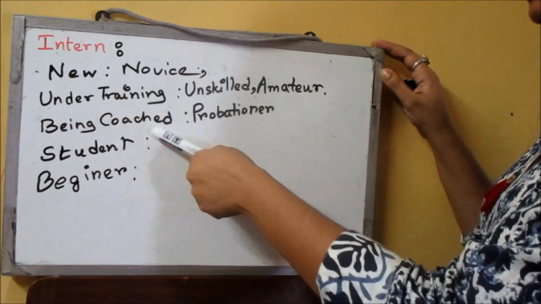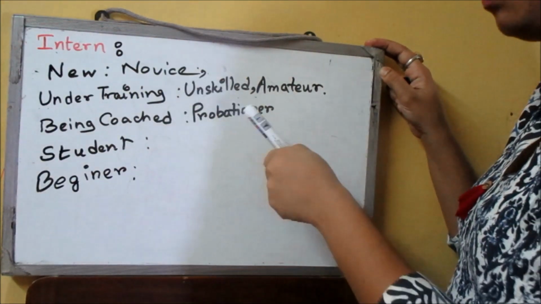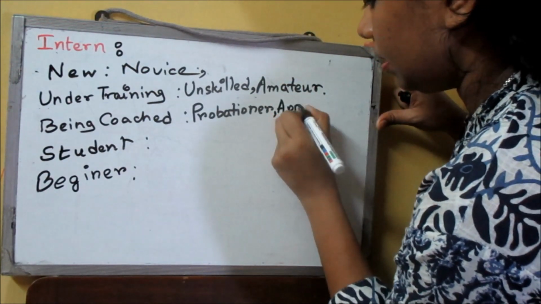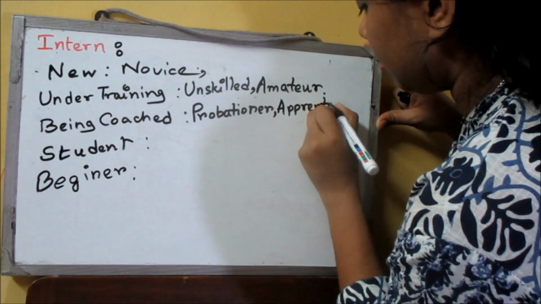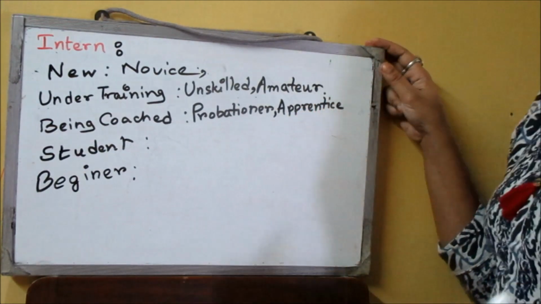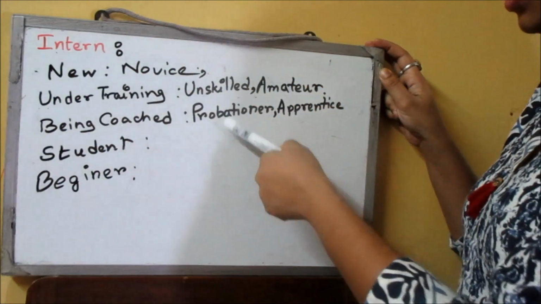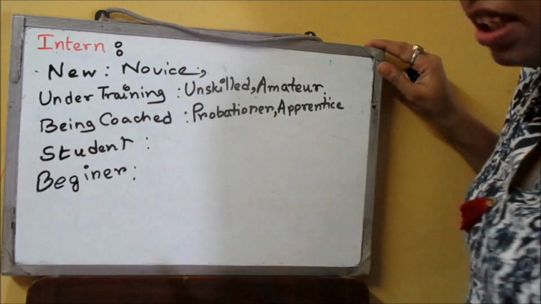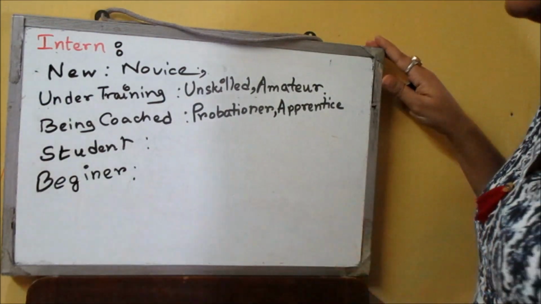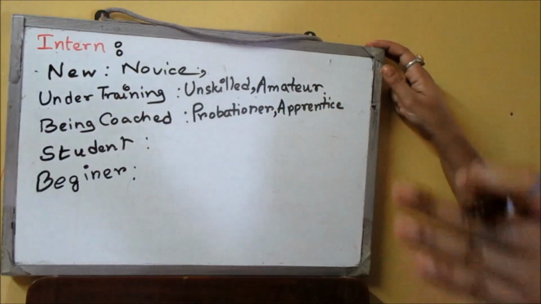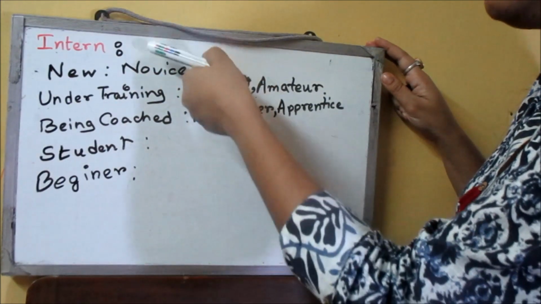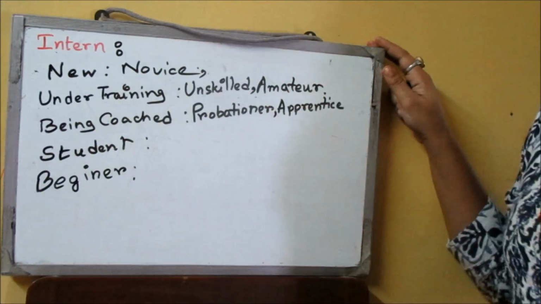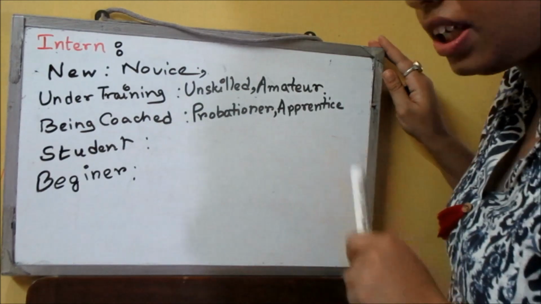The intern is still being coached, so he is not a professional. He is an apprentice. So, the intern is also a probationer. The intern is also an apprentice. The intern is also a student because he is learning the art of the work that he is learning. If he is doing an internship, that means the person is still a student. He is still in the process of education. He is still in the process of learning. So, he is a student.